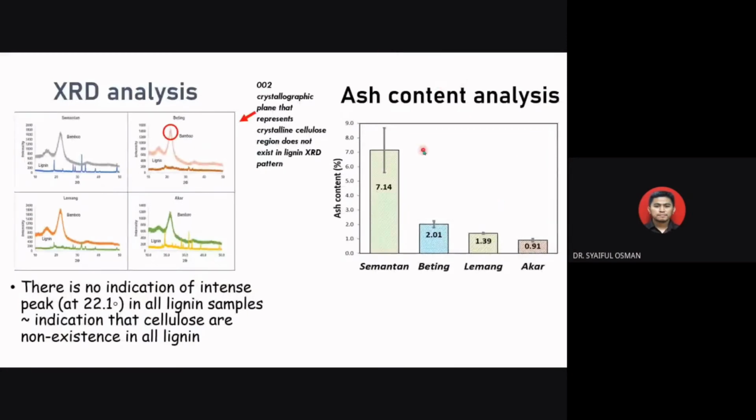And here we have an ash content analysis of bamboo lignin. Ash content can be attributed to the pulping process where sodium hydroxide was used. From the analysis, I observed that the ash content of bamboo lignin ranges from 7.14%, the highest, to 0.91% at the lowest value.